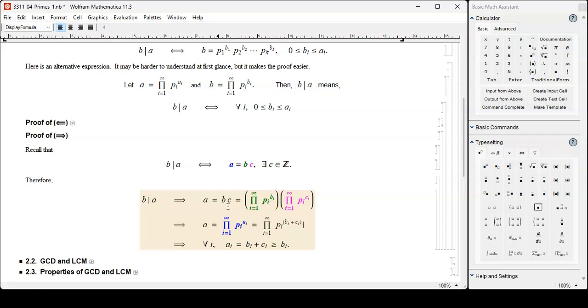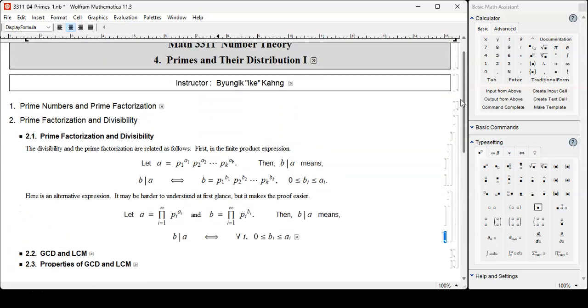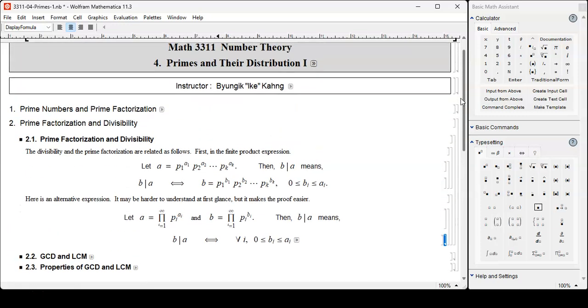And then compare. This and this times that must be the same, and if you calculate those out, we're simply adding up the powers. I'm running out of colors here, so let's just keep it that way. So ai is bi plus ci, and ci comes from the whole numbers, so it should be greater than or equal to 0, so ai is greater than or equal to bi. So using the fundamental theorem and the infinite product expression, we can prove this easily. A little bit less straightforward than the other direction, but still easy.